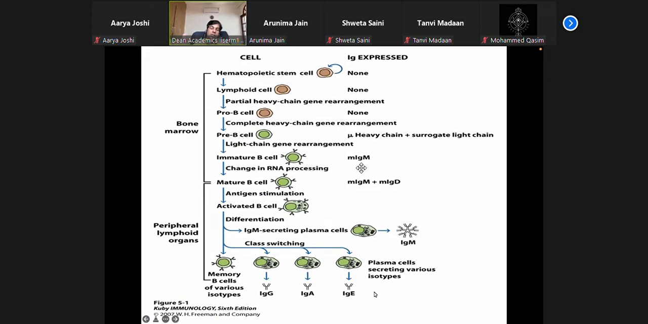Now, what decides which class is going to form? That will be decided by what cytokines are present in the germinal center. This is the process where the activation of the B cell takes place in the presence of one cytokine or the other cytokine. That will decide the isotype of antibody you are going to generate eventually, right?